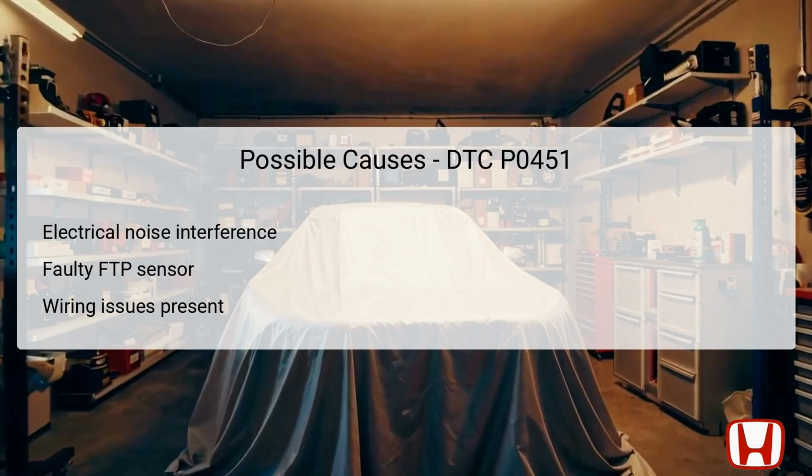wiring issues, such as frayed or broken wires connecting the sensor to the PCM, can also affect communication and cause fluctuations in the signal. It's crucial to examine these components thoroughly, as failure to address these issues can result in compromised emissions control and potential financial penalties for non-compliance.